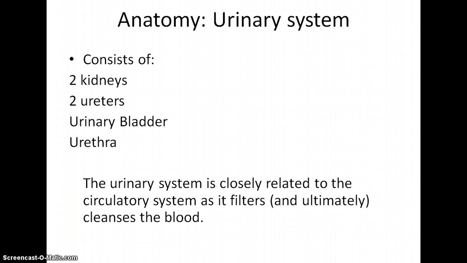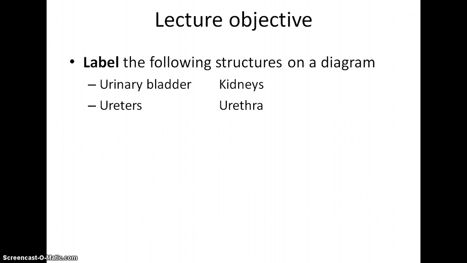So if we look at the anatomy of the urinary system, there are 2 kidneys, 2 ureters, a urinary bladder, and a urethra. And just a note here that the urinary system is closely related with the circulatory system, and it's the location where blood is literally filtered of any waste or any items that are in excess that the body doesn't need, and that forms the urine, and then we get rid of that through excretion.